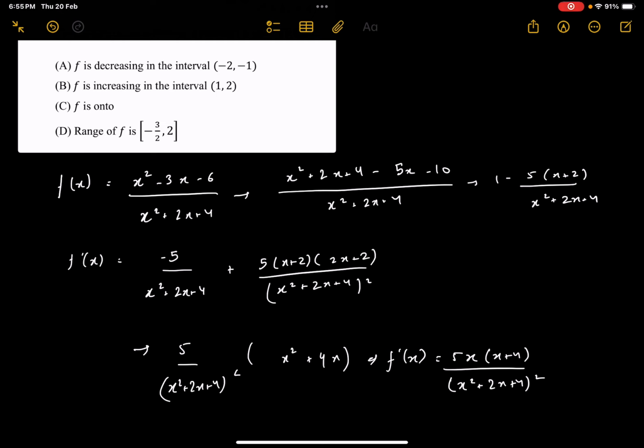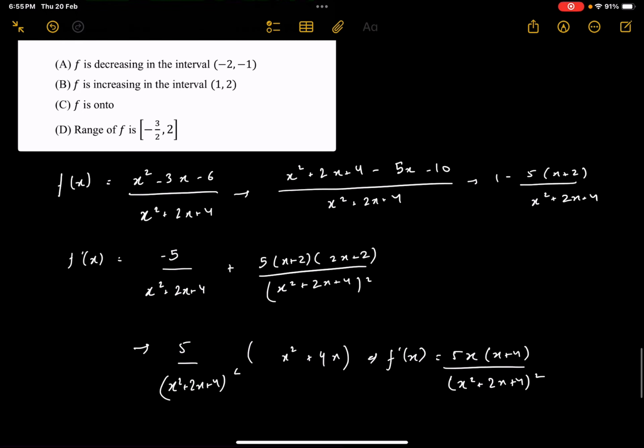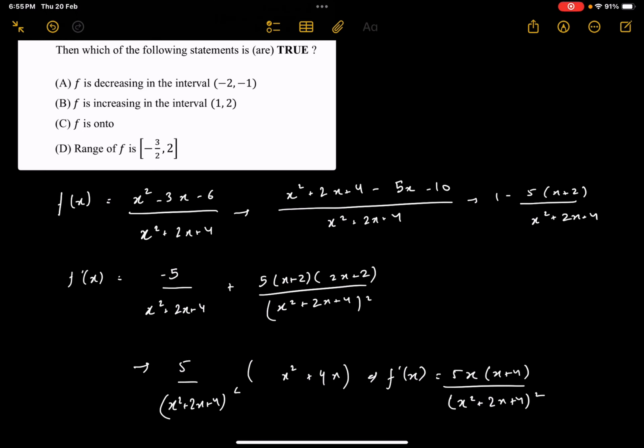In the interval 1 to 2, it's increasing. F is from R to R, and is it onto? No, because its minimum value will be attained at 0.